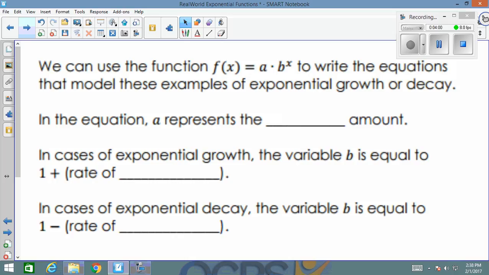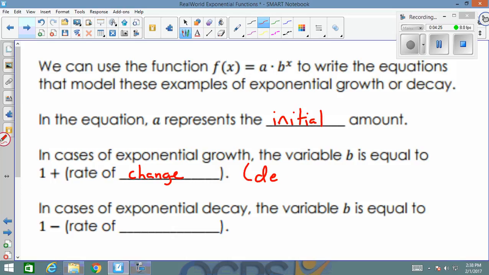Okay, we can use functions, y equals a times b to the x, to write equations and model these examples of exponential growth and exponential decay. The letter a is our initial amount, the amount we initially start with. For exponential growth, that b variable is equal to 1 plus the rate of change. That rate of change has to be written in decimal form. I will do examples of these in a second, so just stay with me for right now. For exponential decay, the value of b is 1 minus our rate of change, and again, that has to be in decimal form.